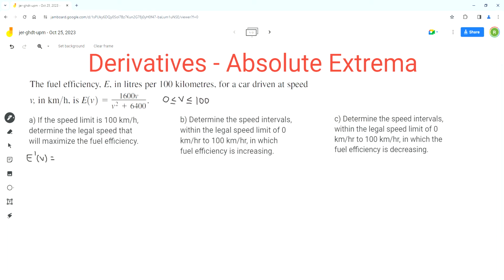Now the given function E is a rational function, so we'll have to use the quotient rule to find its derivative. We start with the derivative of the numerator, 1600V. The derivative with respect to V will just be 1600, times the denominator, V² + 6400, then minus the numerator, which is 1600V, times the derivative of the denominator. Here we'll have to use the power rule, so it will be 2V + 0. 6400 is a constant, so its derivative is equal to 0. All divided by the square of the denominator.